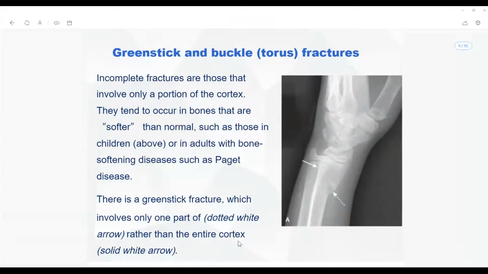All right. So in this part here, there is involvement of only one side of the cortex. Such a fracture is called a greenstick fracture.